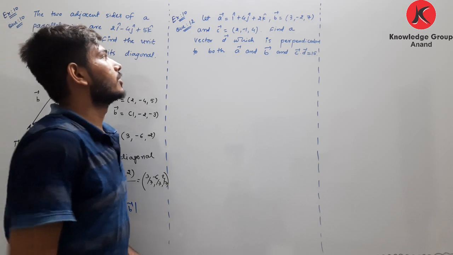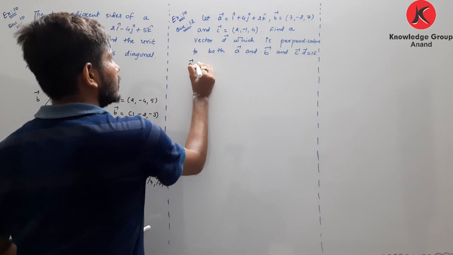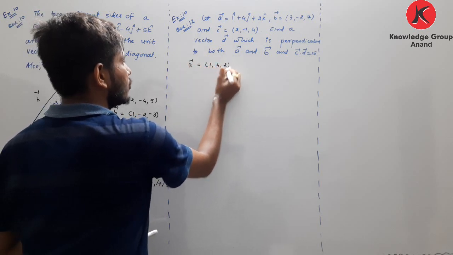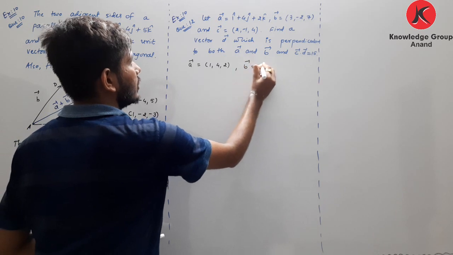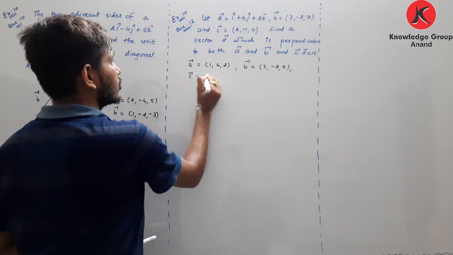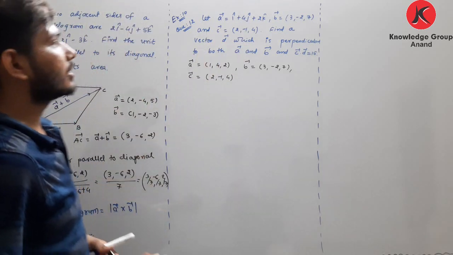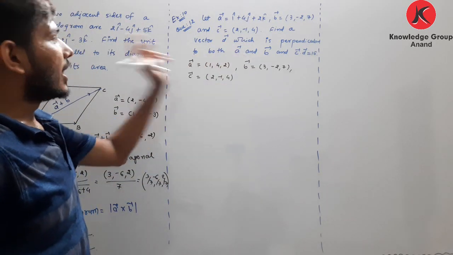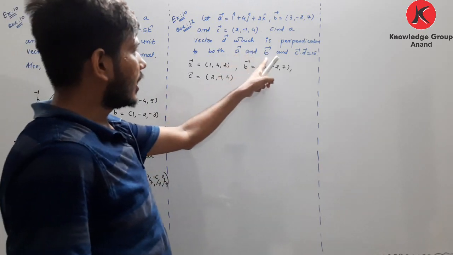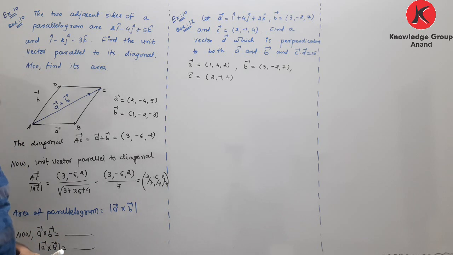Let vector A be given here: 1, 4 and 2. Vector B is also given here: 3, minus 2, 7. And vector C is also given here: 2, minus 1, 4. Find a vector D which is perpendicular to both vector A and vector B, and C bar dot D bar equals 15. Now it is given that vector D is perpendicular to vector A and vector B, and C bar dot D bar equals 15.